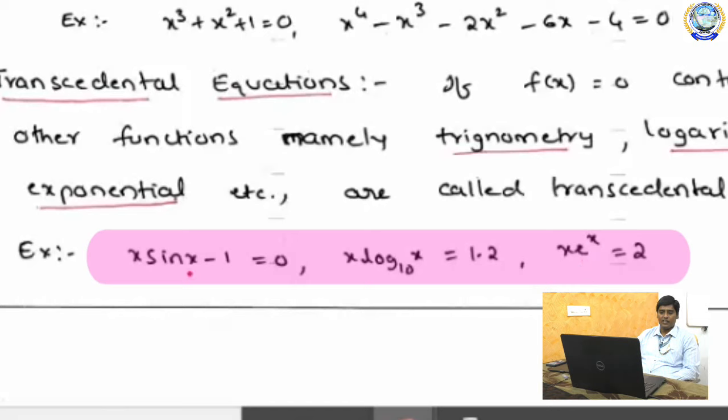In a similar manner, x sin x - 1 = 0 is also a transcendental equation, because it contains the trigonometric term sin x. So we call it a transcendental equation. In this chapter, we find the solution for these types of equations, algebraic or transcendental, no matter whether it is of 5th degree, 6th degree, 7th degree, whatever it may be.